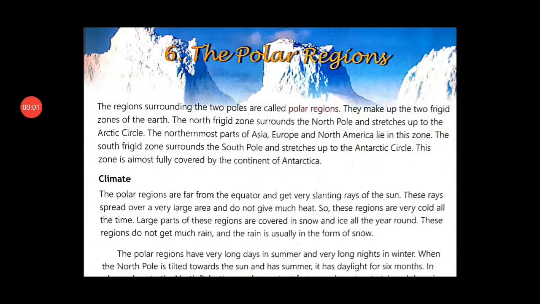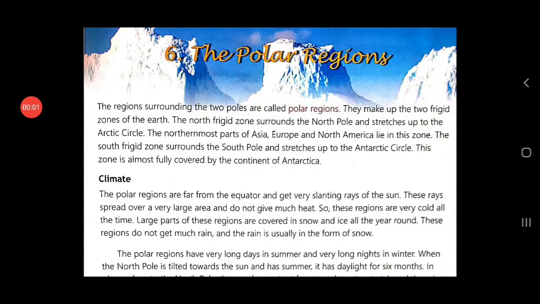In the next sentence, they are talking about the North frigid zone. That surrounds which pole, children? It surrounds the North Pole. And this North frigid zone stretches up to which circle? The Arctic Circle. North frigid zone goes till the Arctic Circle, and then the temperate zone starts, the North temperate zone.